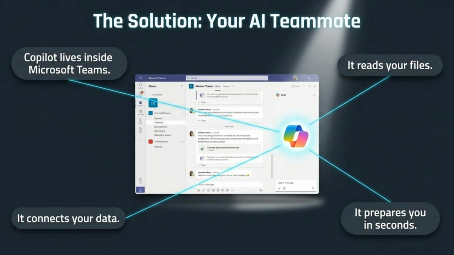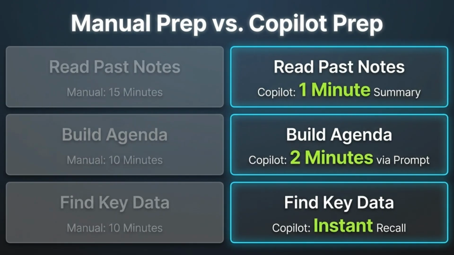Copilot, integrated directly into Microsoft Teams, can read your files, connect your data, and help you get fully prepared in seconds. Let's compare the manual approach versus using Copilot. You can save substantial time by using AI for summarizing past notes, drafting agendas, and performing instant data recall.